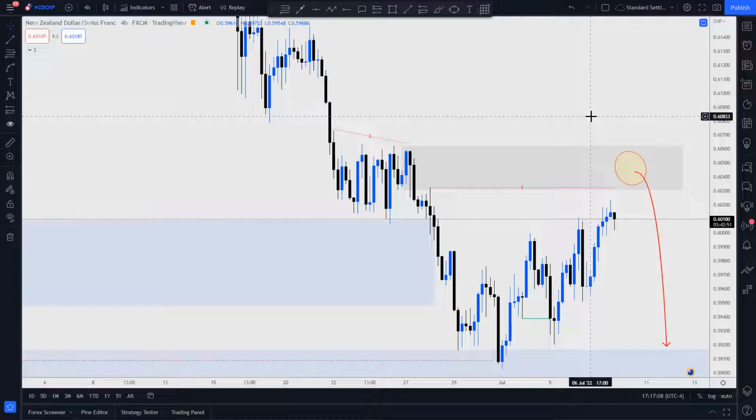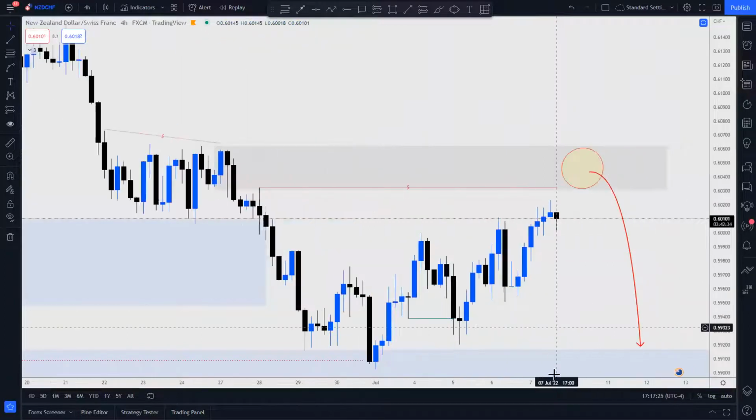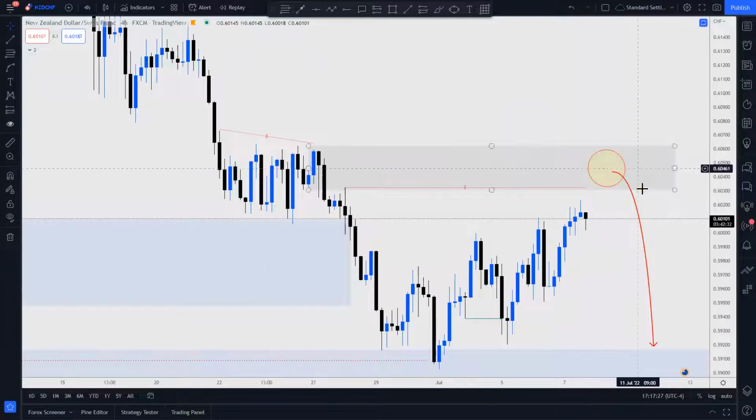Hey, I was looking at NZD Swiss, New Zealand dollar, Swiss franc, and I was thinking to myself, you know what? There might be an opportunity about to unfold. You see the chart I have in front of me, right? And why am I thinking that price is going to drop from here?